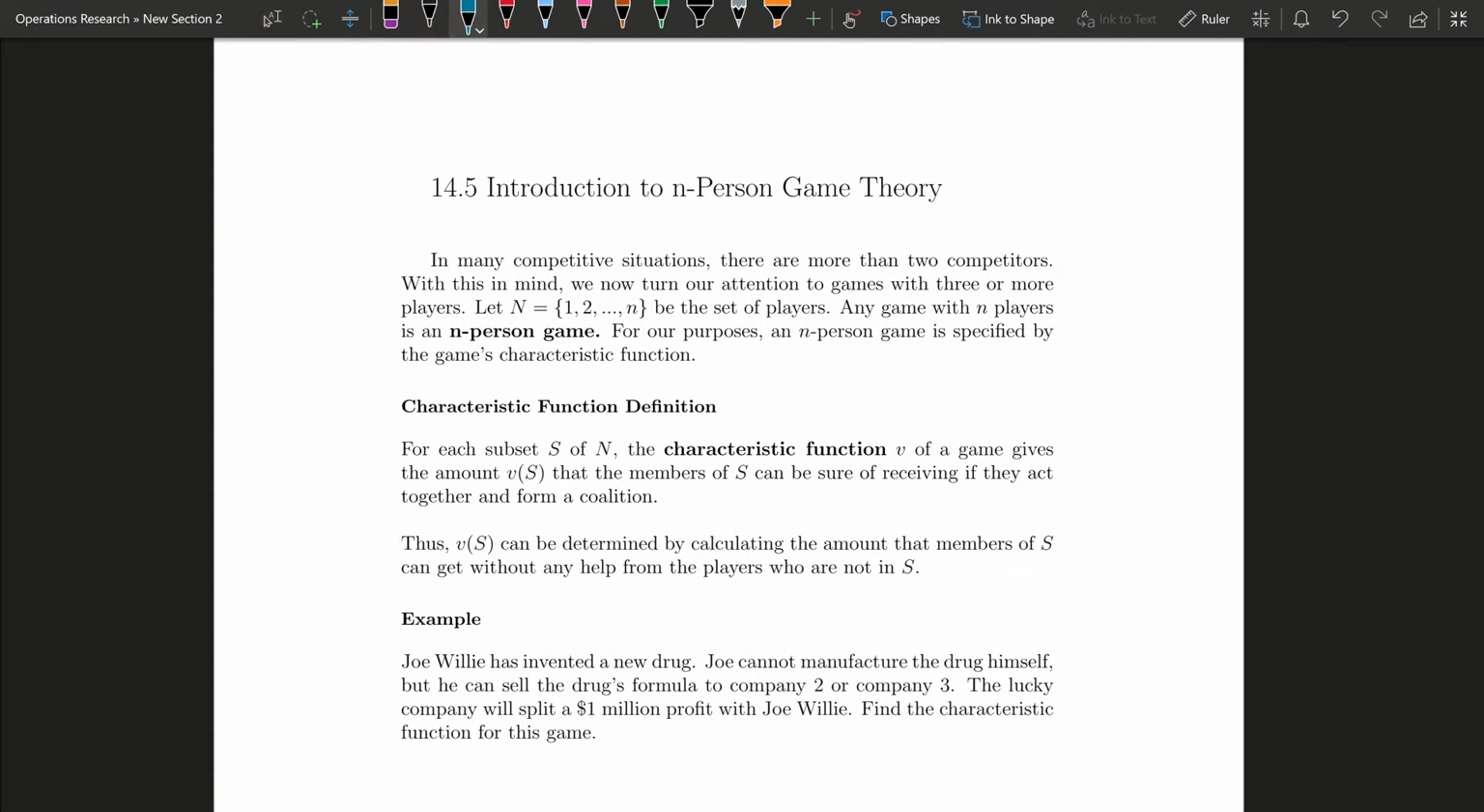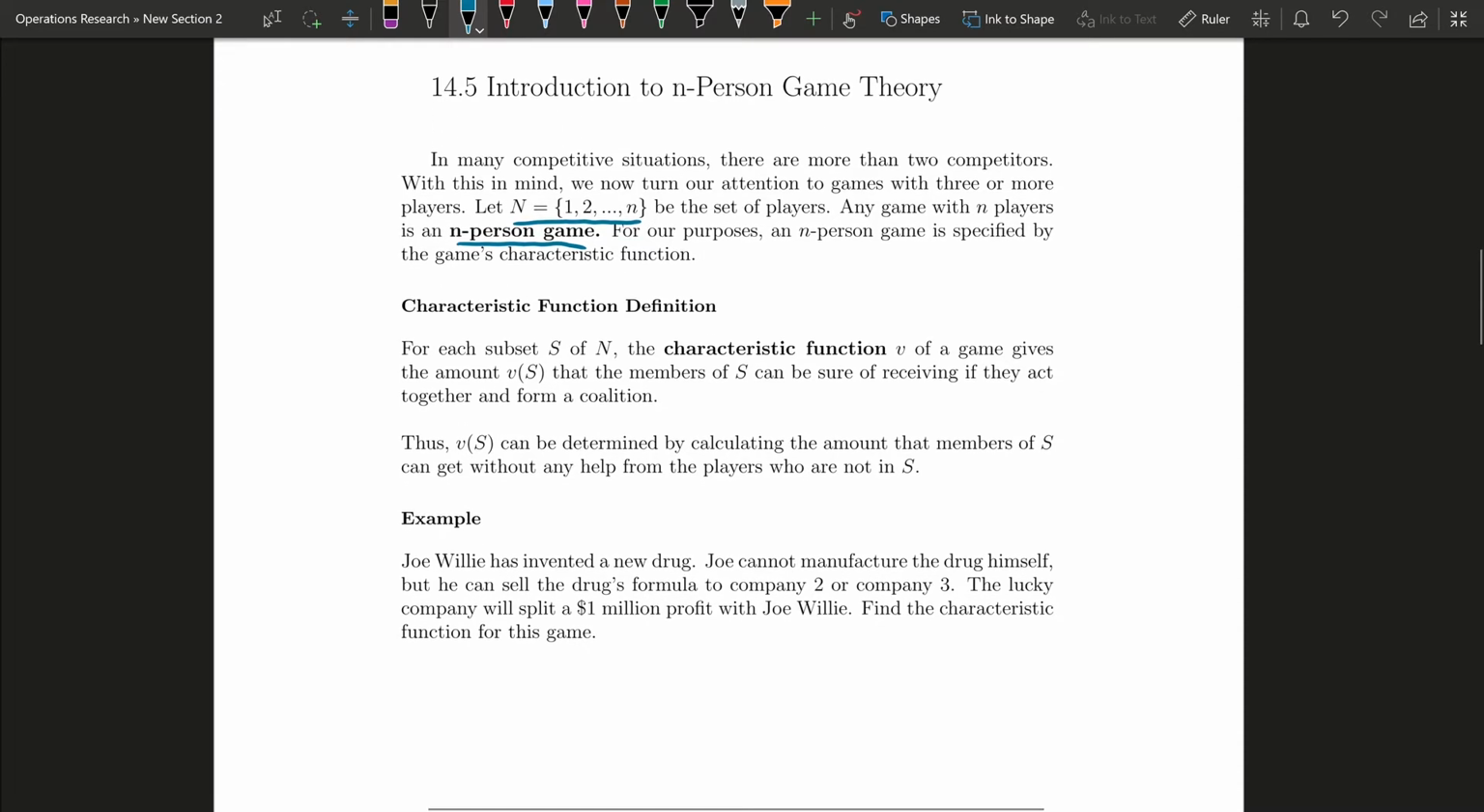So here, like we said, we're going to have a set N. Set N is going to be any set of players greater than two here, and that's going to give us an N-person game. So with these N-person games, we're going to be specifying a characteristic function, which is going to help us define the reward for the specific game here.